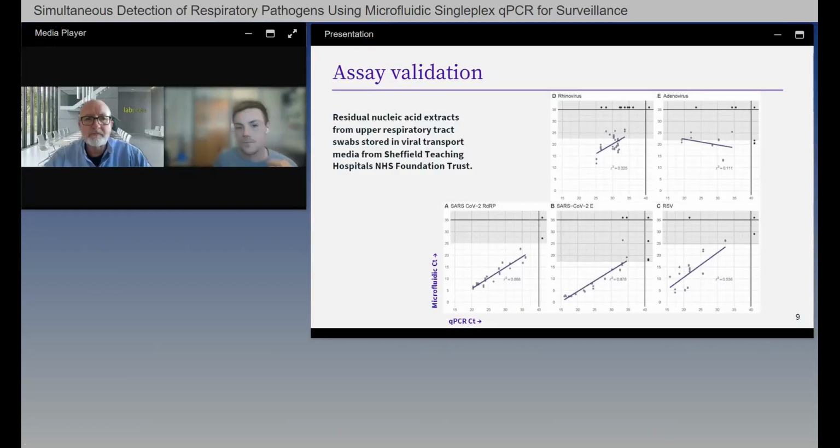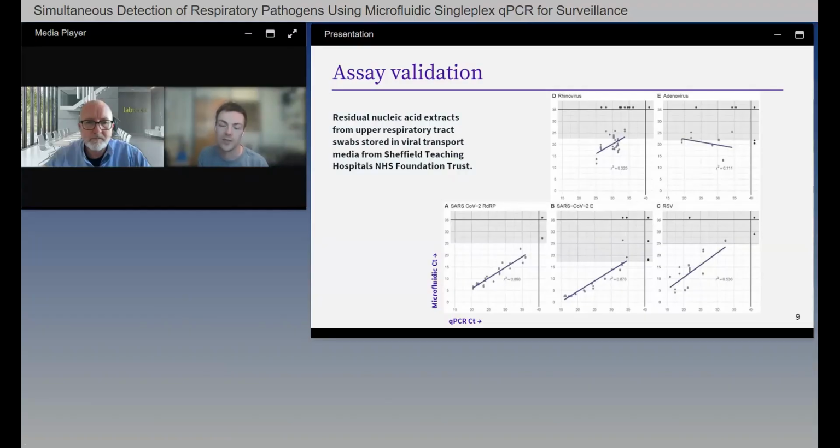So we decided it was best to validate this assay before we just went and used it on our research samples. So we managed to get a hold of samples from Sheffield teaching hospitals that had undergone qPCR via their standard in-house qPCR test. And we correlated our positives with their positives to basically see if our test was reliable. Does it detect what we expect it to detect?